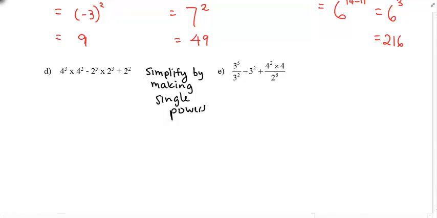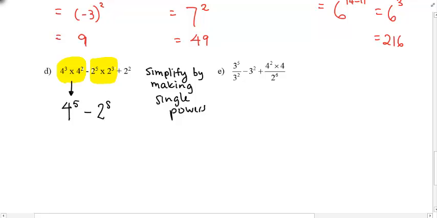And I say yes we can, because I've got this part here and I've also got this part here. Notice the actual bases are different, but I can still combine the bases here, because the multiplication here, the base is the same. The multiplication here, that base is the same. So 4 to the power of 3 times 4 squared, that's just 4 to the power of 5. Okay? And then 2 to the power of 5 times 2 to the power of 3, that's just 2 to the power of 8. And this is now plus 2 squared.